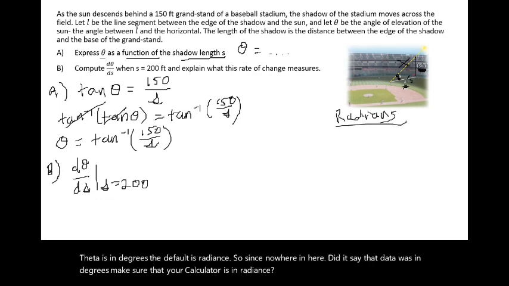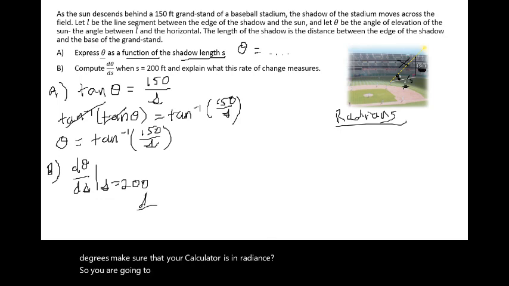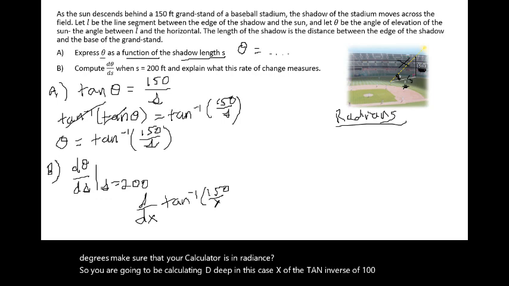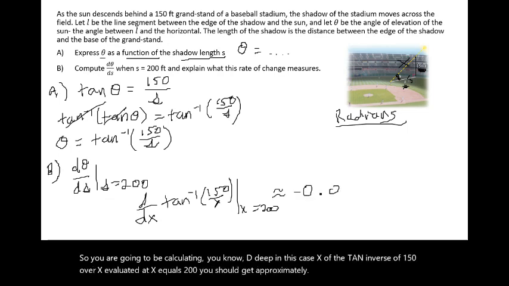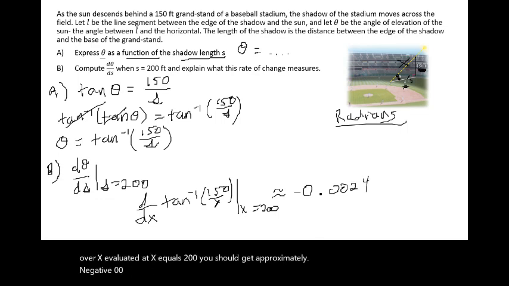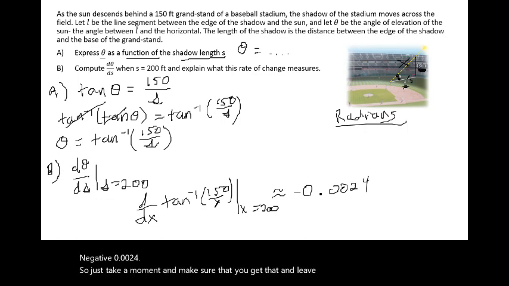So you are going to be calculating d/dx of the tan inverse of 150 over x, evaluated at x equals 200. And you should get approximately negative 0.0024. So just take a moment and make sure that you get that, and leave some room. We're going to interpret this.